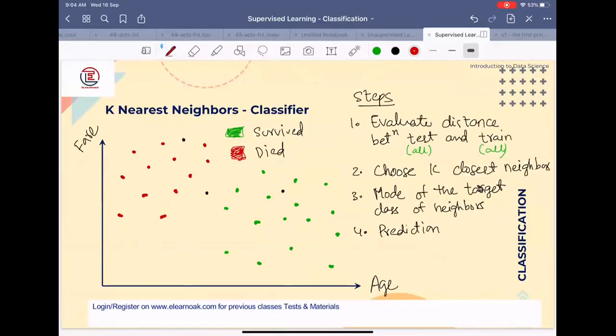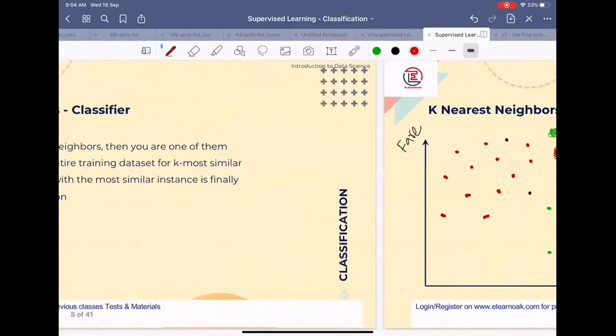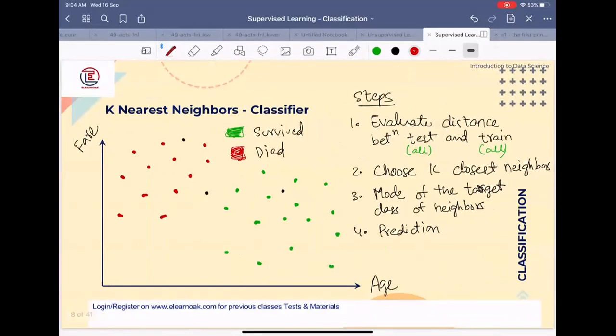KNN method is K nearest neighbors, which goes with the idea that if you are similar to your neighbors, then you are one of them.